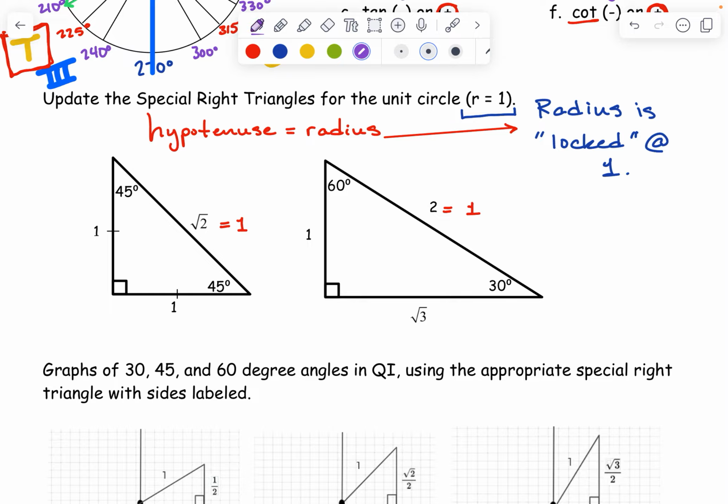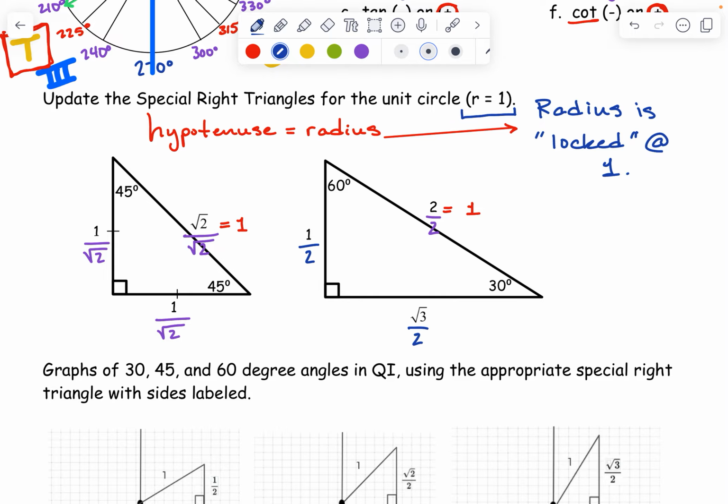So when you have any number, if you remember this, any number divided by itself will give me 1. And now the special triangles are proportional. So if I'm dividing the hypotenuse by the square root of 2, it means I also need to divide the other sides by the square root of 2. And on my 30, 60, 90, if I'm dividing the hypotenuse by 2, I need to divide my sides by 2.